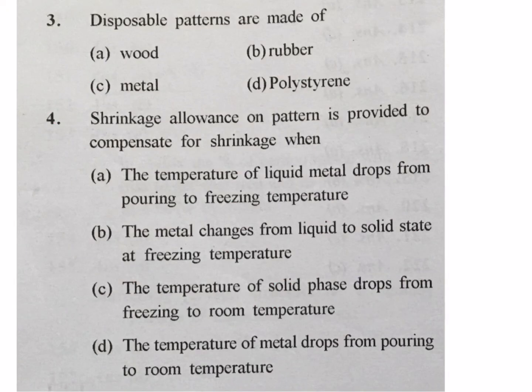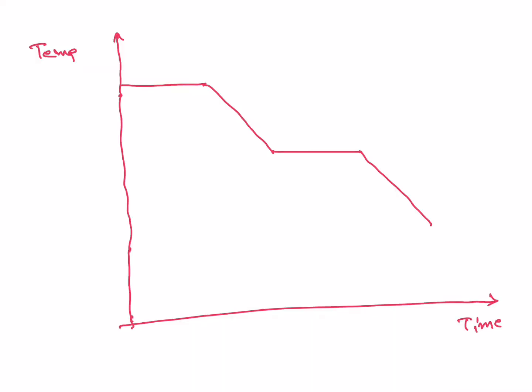Next question, disposable patterns are made of plastic. So from option wood, rubber, metal, polystyrene. Polystyrene is your correct answer. Next question, shrinkage allowance on pattern is provided to compensate for shrinkage when? Shrinkage allowance, this is also very important question.